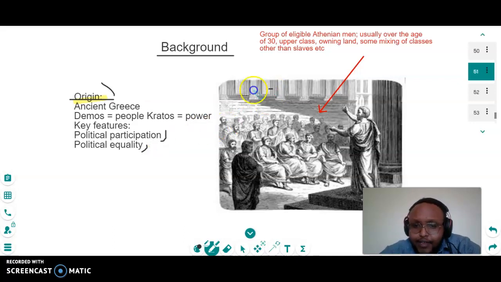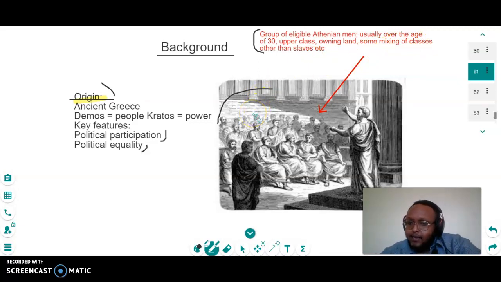So if you look at this picture over here, it appears to be a senate in ancient Greece, and the people involved here are a group of eligible Athenian men, so eligible voters, parliamentarians, senators. Athenian men, usually over the age of 30, upper class, owning land. There were some mixes in classes, but slaves were left out of the political process.